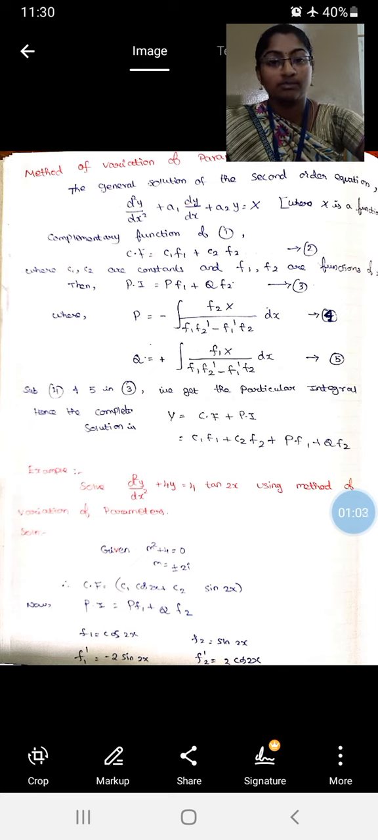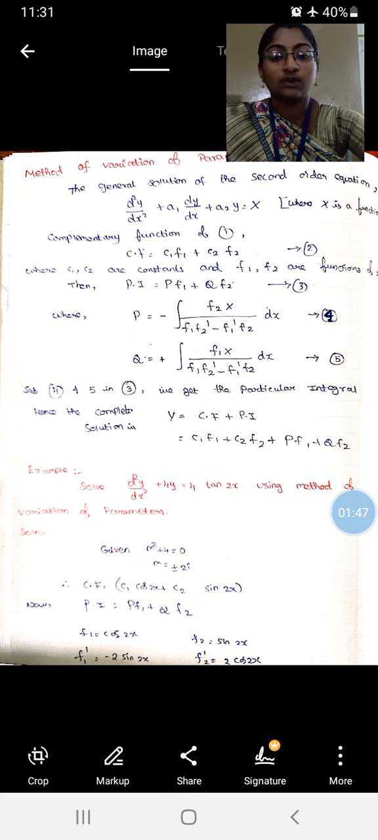So we usually find complementary function and particular integral for the method of variation of parameters. The complementary function formula is c1 f1 plus c2 f2, and the particular integral formula is p f1 plus q f2. Here the value of p is minus integral f2 X divided by f1 f2 dash minus f1 dash f2 into dx. Now this is the fourth equation, and the value of q is integral f1 X divided by f1 f2 dash minus f1 dash f2 into dx. Now this is the fifth equation. We substitute the fourth and fifth equations in equation 3, so we get the particular integral value.